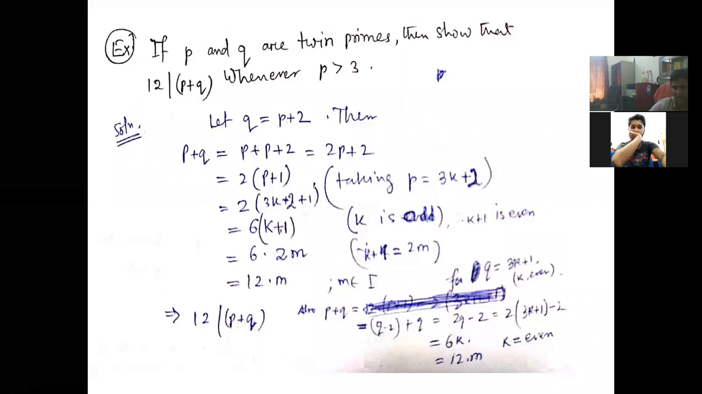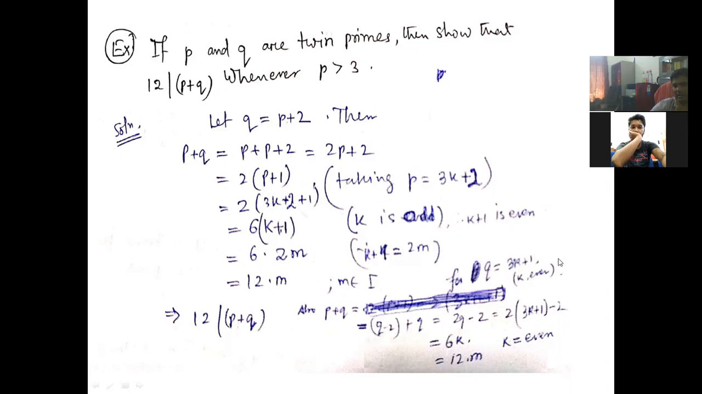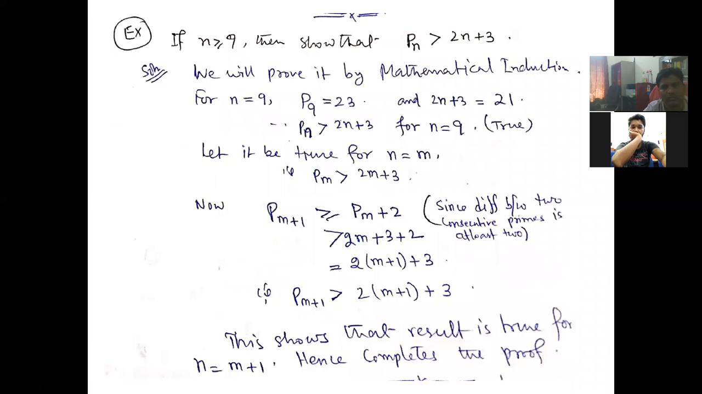Similarly here it is also for when you take q equal to 3k plus 1, where p and q are integers. So this will again give 12 into m. So in all cases you are getting 12 into some p plus q equal to 12 into some integer. This means 12 divides p plus q. So if n greater than 9, then show that p n greater than 2n plus 3.